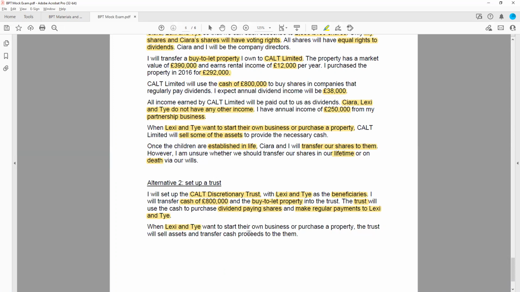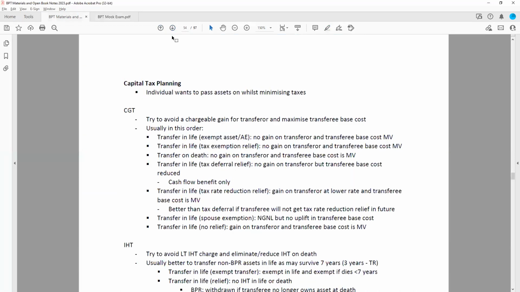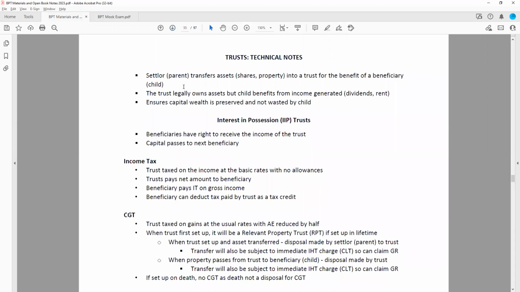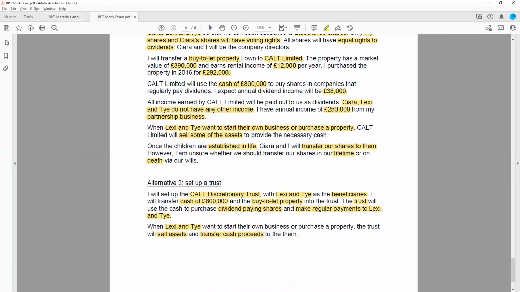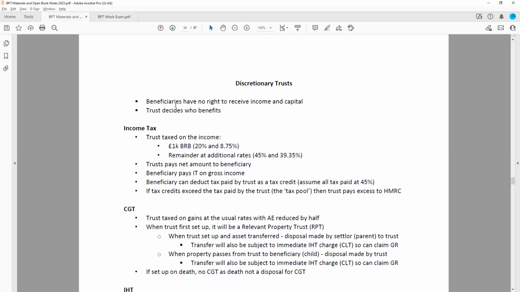When Lexi and Ty want to start their own business or purchase a property, the trust will sell assets and transfer cash proceeds to them. So I think trusts are that topic which comes up that lots of students fear. But you just need a basic awareness of trusts and some of the basic points around how trusts are taxed. We're told that they're going to set up a discretionary trust, and that makes sense, because that means the trust has discretion about when amounts are paid out.